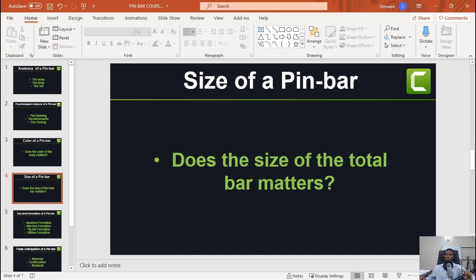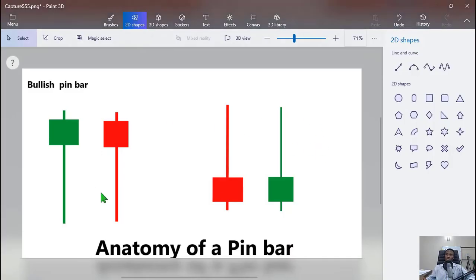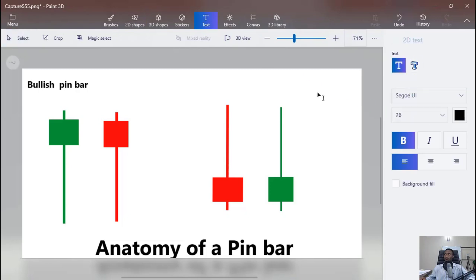So in order to avoid taking the fake pin bars, you need to understand if the size of the bars matter. So let's check out the size. So here is the image of the pin bar. We got a bullish one right here, we got a bearish pin bar right here. So I'm gonna quickly label this bar right here. We got a bearish. So let's move this. Okay, so does the size matter?